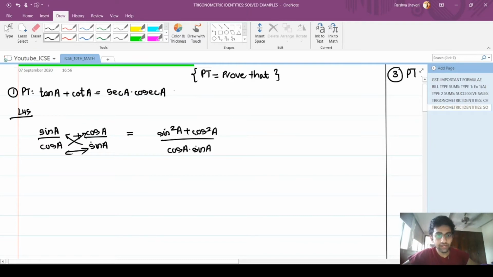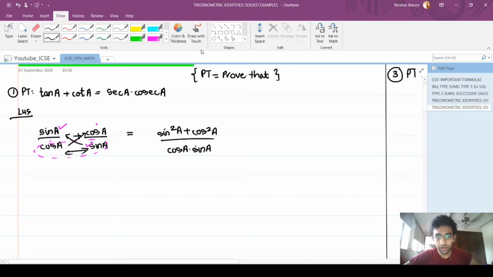For those of you who didn't understand this step, let me repeat it once. First I multiply sin A with sin A, then I multiply cos A with cos A, and then for the bottom LCM I multiply these two. This is a very easy trick to find LCM when there are no numbers. When there are numbers it's easy, but when there are no numbers, this is what you do.